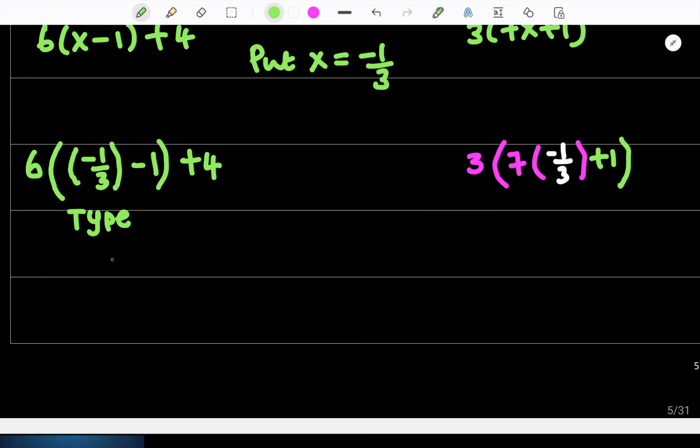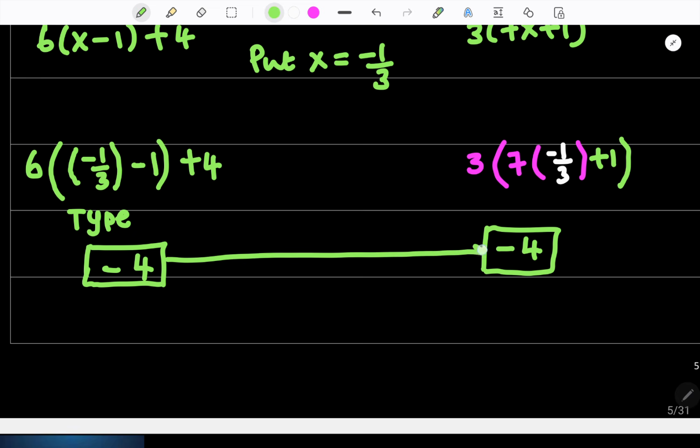What you are getting? Negative 4. Correct? And here you put it 3 bracket 7 bracket minus 1 by 3 plus 1. Put it in the bracket. You get negative 4. So now what happens? Negative 4 on the left side and negative 4 on the right side. If the left is equal to right, then what you are going to write? X is equal to negative 1 by 3 is the solution.